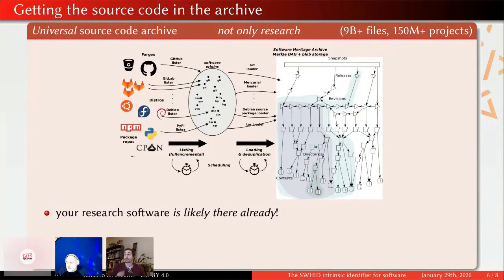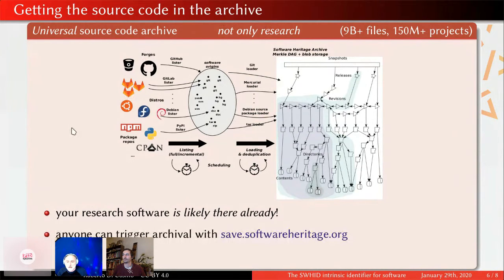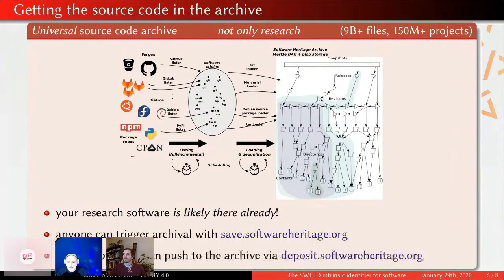Well, the good news is that since we are harvesting everything under the sun, probably most of the software you're interested in is already archived. Because we go out, harvest it, build the archive, and provide identifiers for everything. But if it is not the case, anybody can trigger archival of some interesting piece of software around the world by using the Save Code Now functionality, or partner with us to get a deposit functionality offered to them.